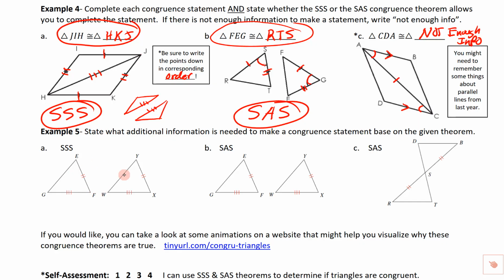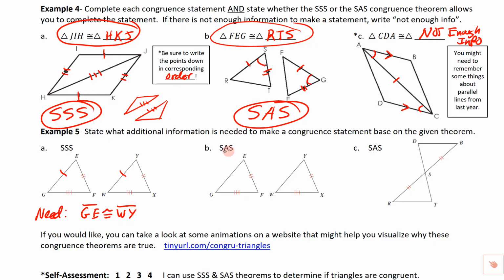Everything looks really good. I mean, my gosh, they look like they're congruent. Notice that we've got 2 hatch marks here, 3 hatch marks here. What we'd need here for side, side, side is this right here. So what we would need is that side GE would be congruent to side WY. If we had that, then we'd be all set to go.